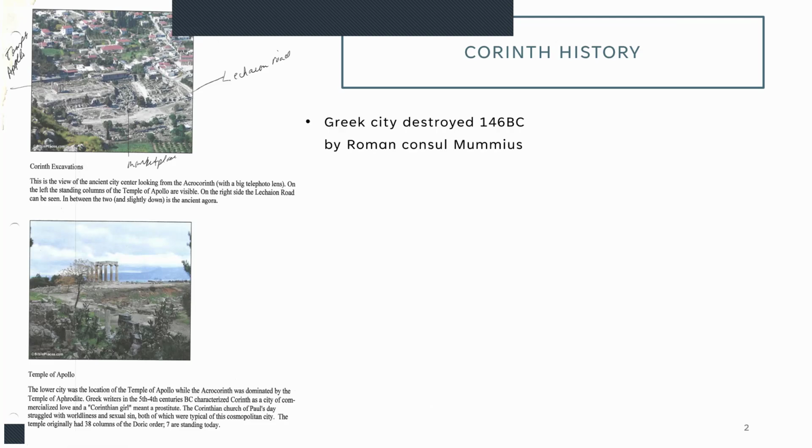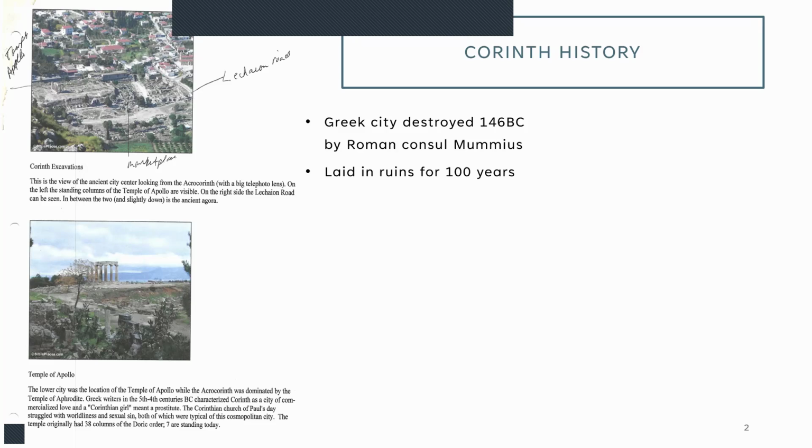But this city was destroyed in 146 BC by Roman consul Mummius. Y'all, by the way, you know how I am about these words. It was laid to ruin for 100 years. Can you imagine that?